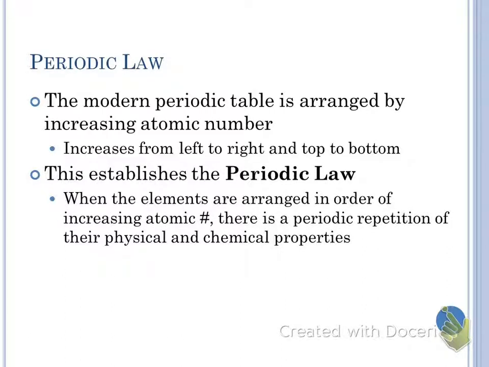This whole system of being arranged by atomic number is called periodic law. So when elements are arranged in order of increasing atomic number, there's a periodic repetition of physical and chemical properties. That's what our periodic law states.